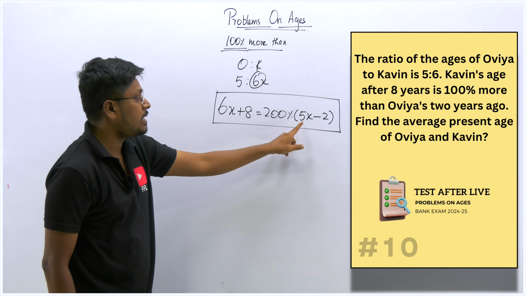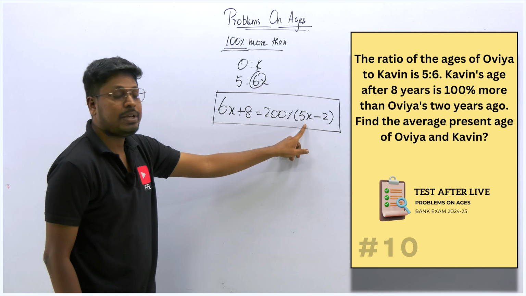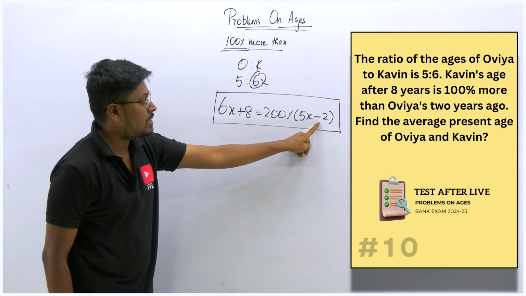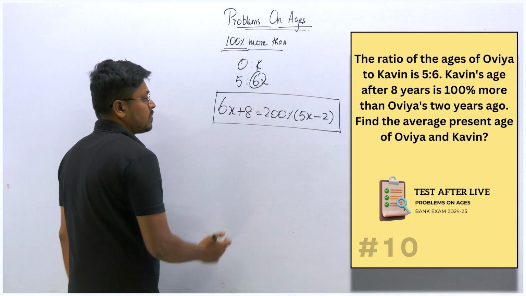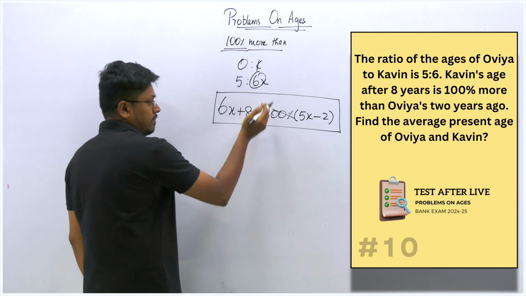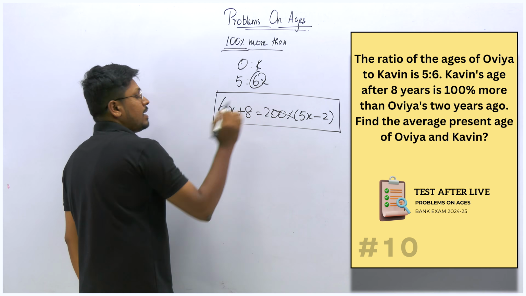So 200% of Ovia's age, that is 2 years ago. So Ovia's age 2 years ago minus 2. Now we need to solve it. So 200% will be 2. Why? Because 200 by 100, which we can take as 2.